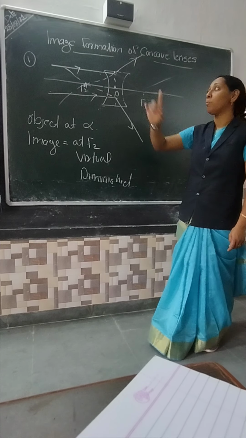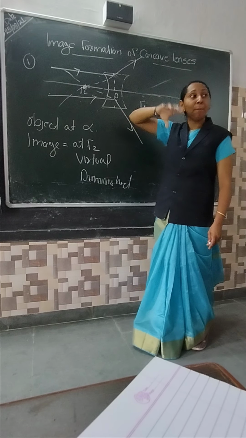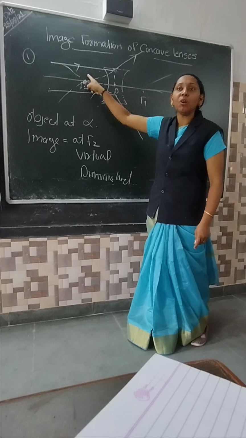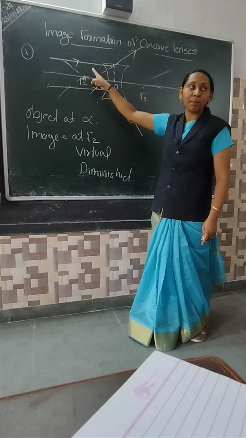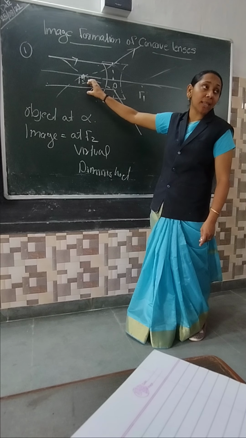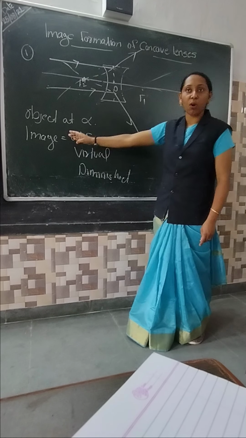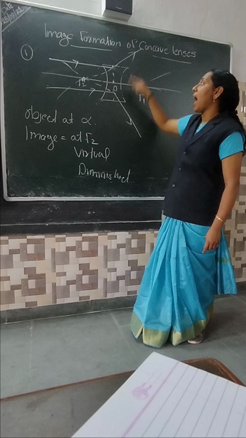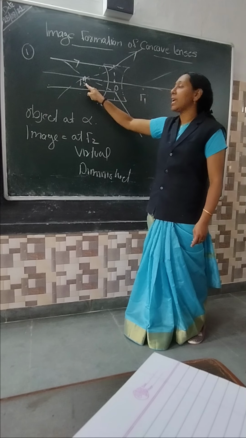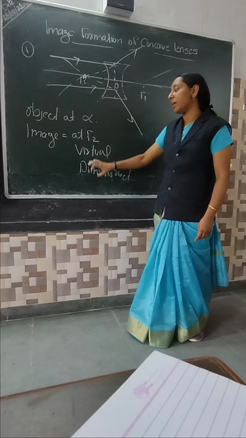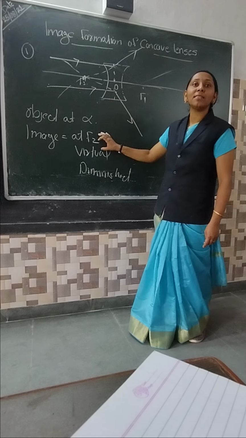Case number 1: object at infinity. Incident rays are parallel to the principal axis. An incident ray parallel to the principal axis, after divergence, will appear to pass through the secondary focus. So the ray will be diverged and we should extend the divergent ray backward; it will be passing through the focus. Clear everyone? Yes. So this image is diminished, virtual and placed at F2.